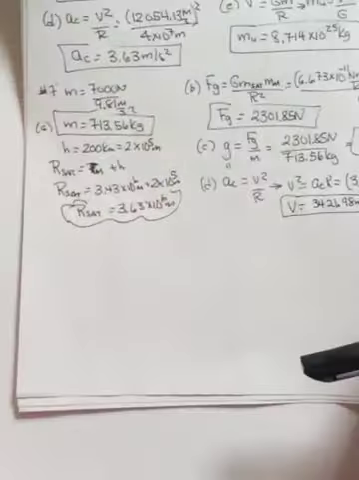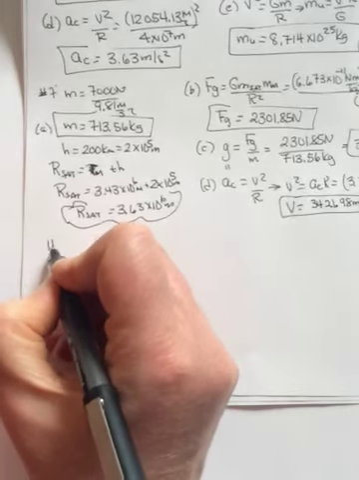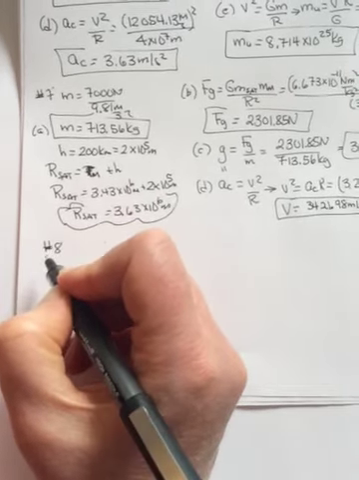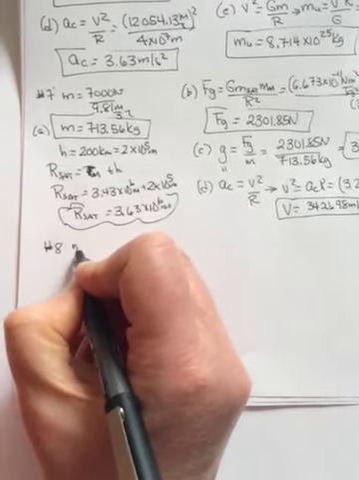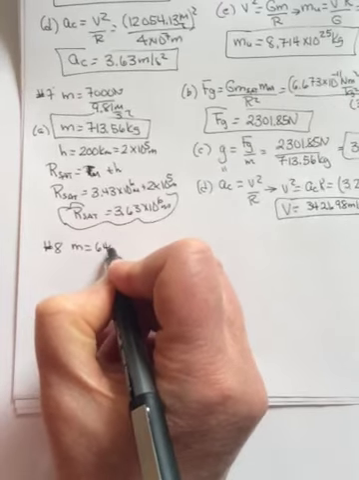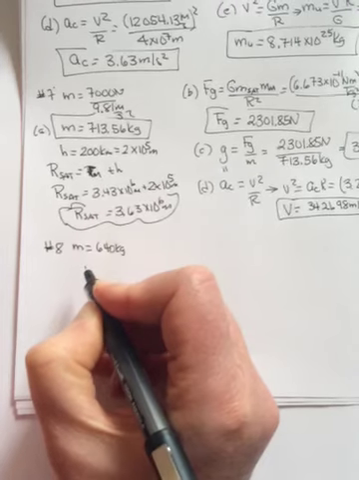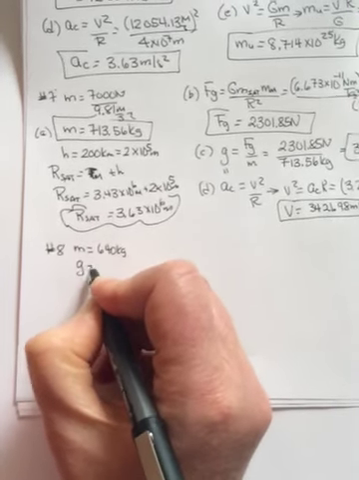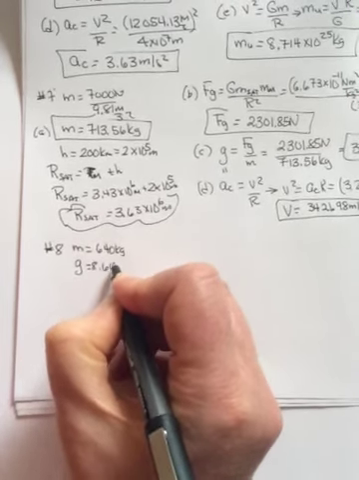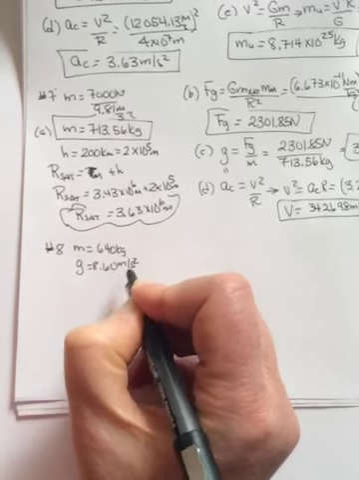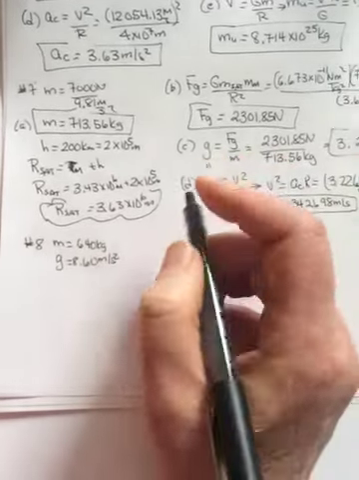Number 8 says a satellite with a mass, oh look at that, this time I was nice, 640 kilograms is in orbit above the Earth's surface where the gravitational field strength, that's little g, is 8.6 meters per second squared. What is the gravitational force?